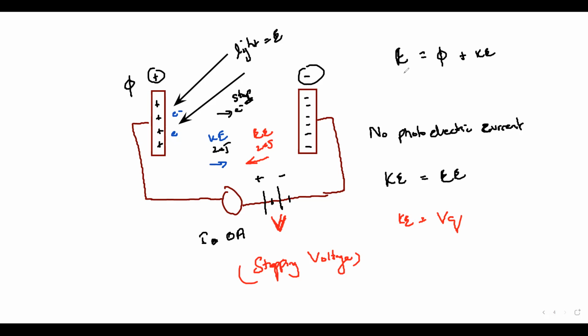So in the photoelectric equation, the energy is E, the work function is phi, and now the kinetic energy is replaced by electrical energy, which is voltage into charge. The equation now becomes: energy of the incident light equals work function plus the voltage which we apply to stop the electron multiplied by the charge of the electron. It is easy to measure voltage, and the charge of the electron is fixed, which is 1.6 times 10 to the power minus 19 coulomb. That makes it easy to calculate the kinetic energy.